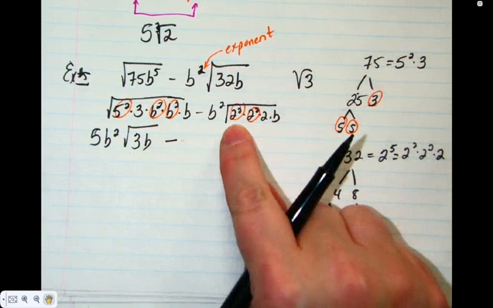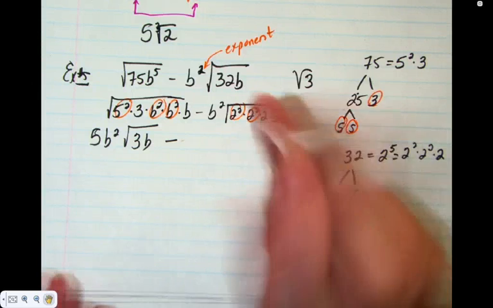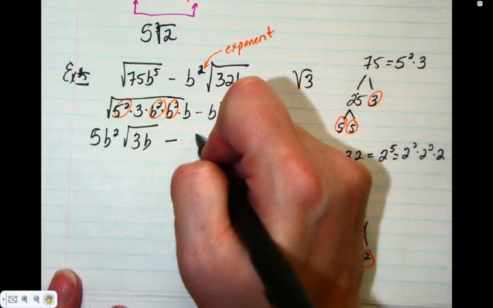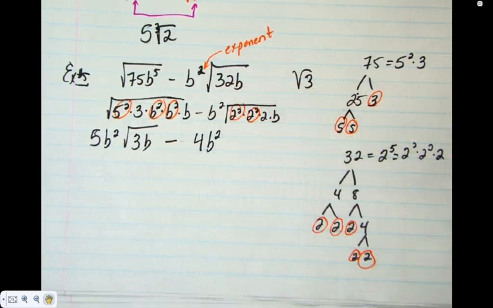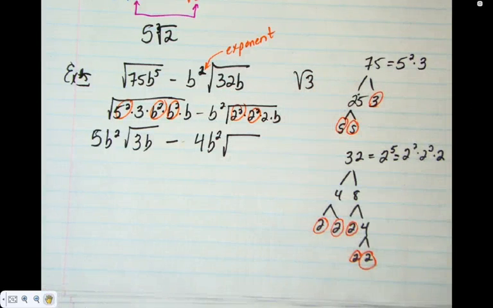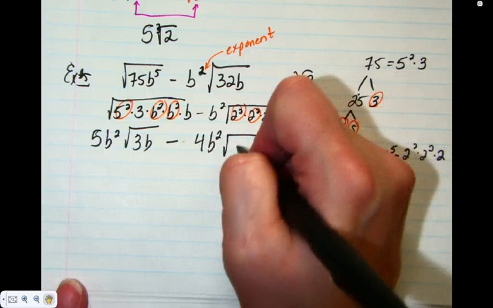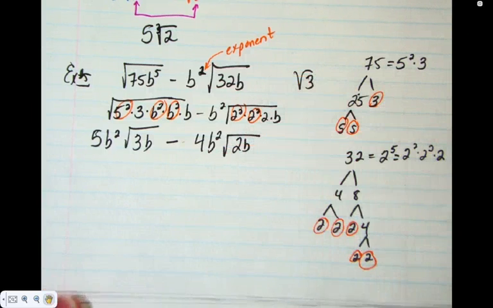This guy, a 2 is going to come outside, and a 2 is going to come outside, which is going to give me, which is? 4. Then I got the b squared that's already in front. What's going to be left in that radical? Or not to be? A little math joke there for you.